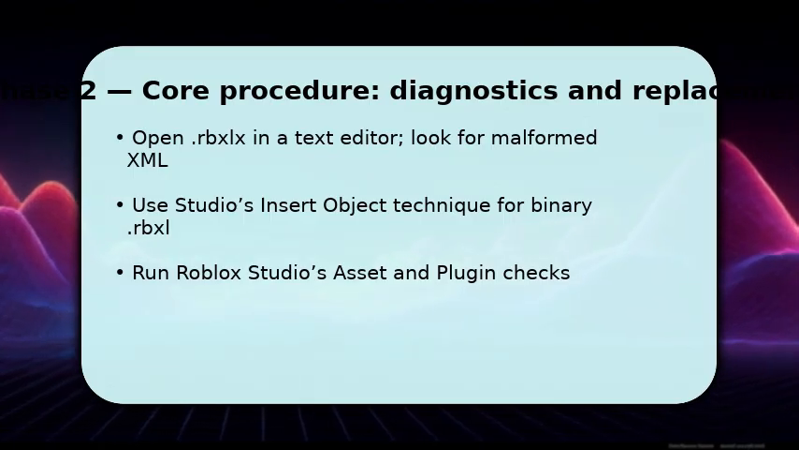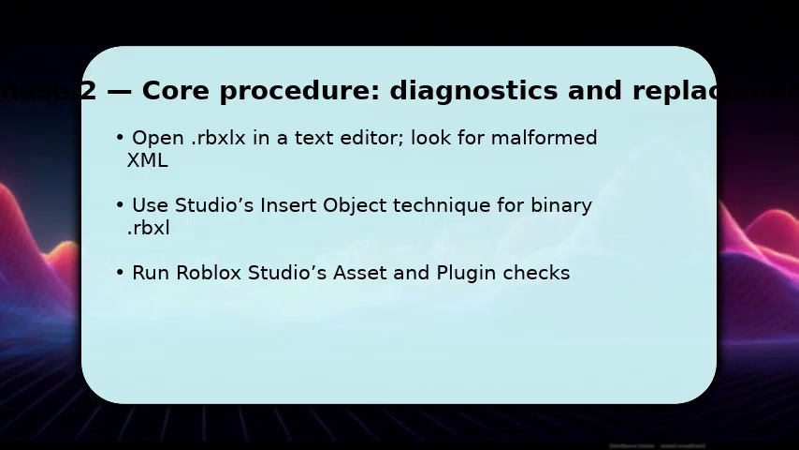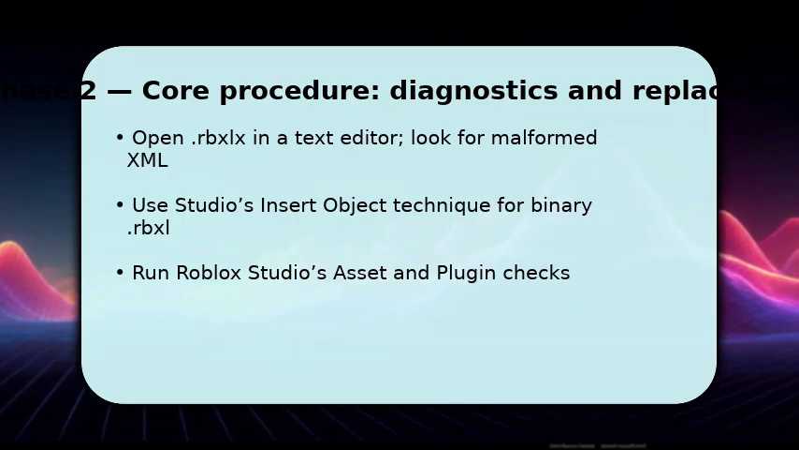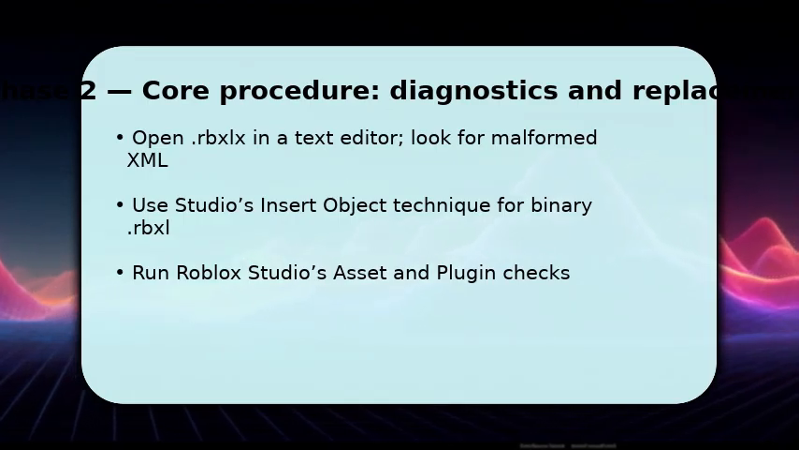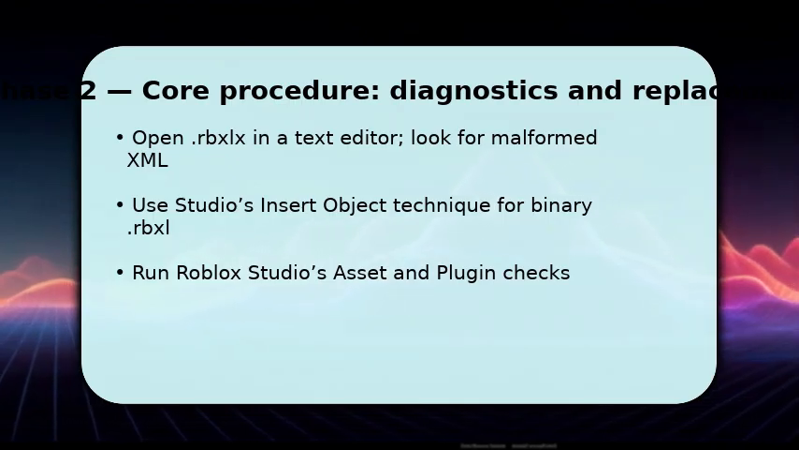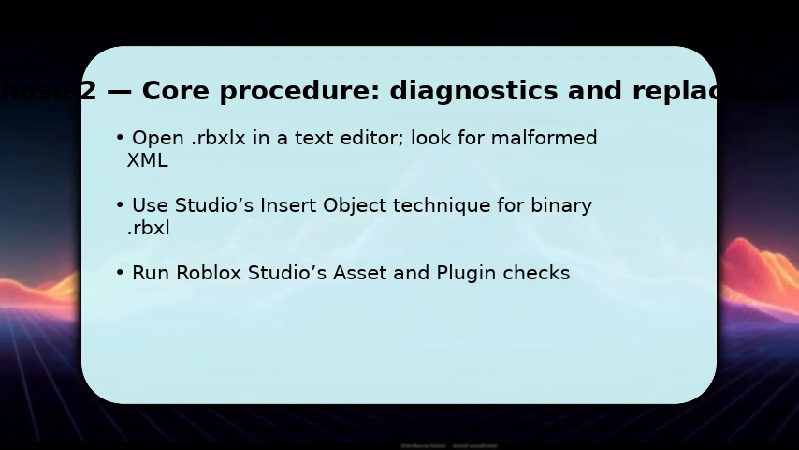For binary RBXL files, create a new place in Studio and use Insert Object to import assets or copy models and pieces. This lets you salvage components. Also, run the asset and plugin checks in Studio. Corrupted plugins often cause crashes. Make sure to save incremental copies as you repair, so you can backtrack.